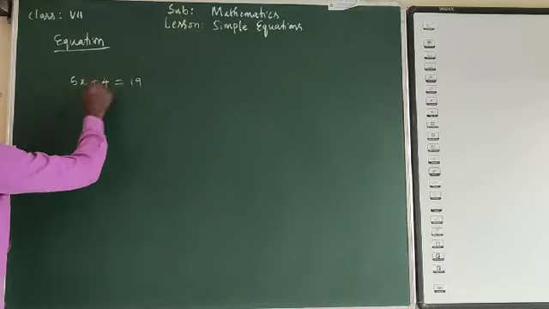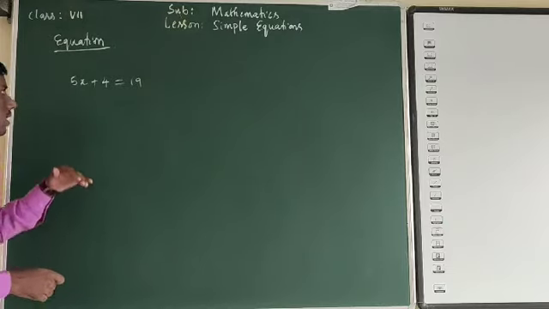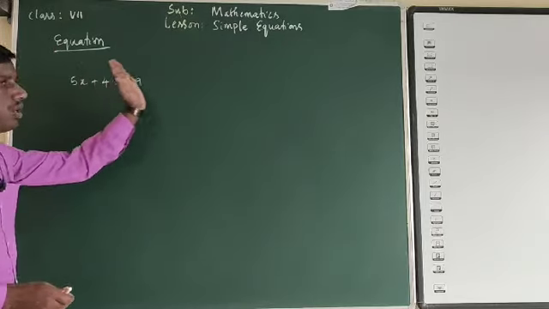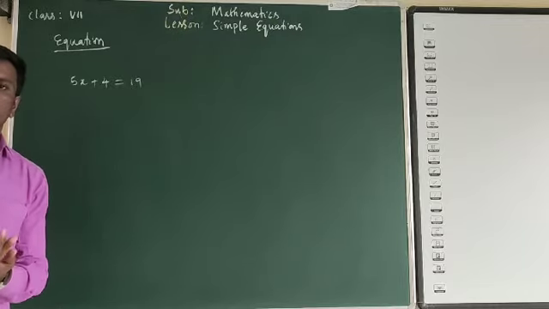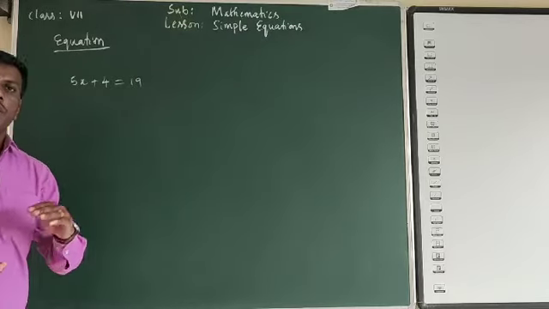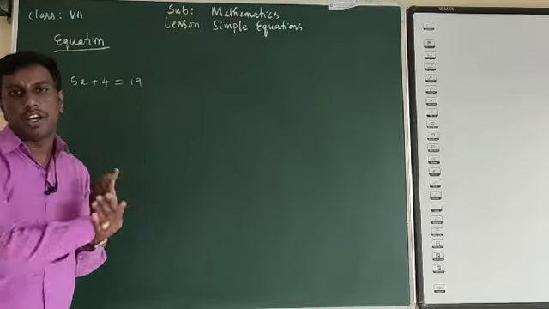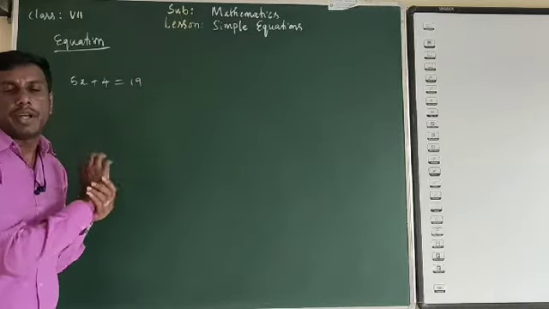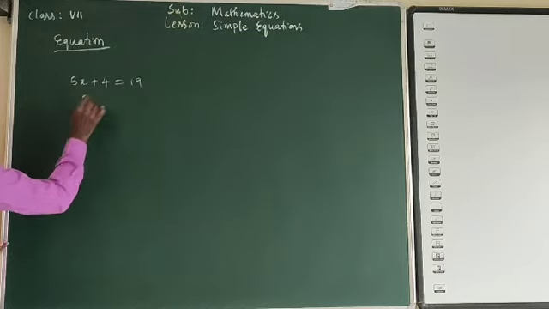Now, this is a condition on a variable, that the value of the LHS is equal to the value of the RHS. That is called an equation. An equation is a condition on a variable. That condition is that the value of the expression in the LHS is equal to the value of the expression in the RHS. So 5x plus 4 is equal to 19.